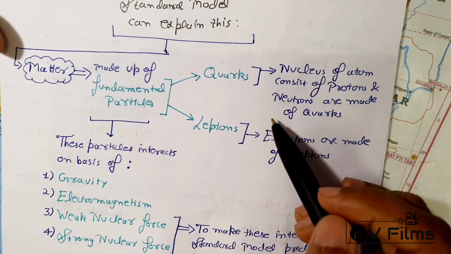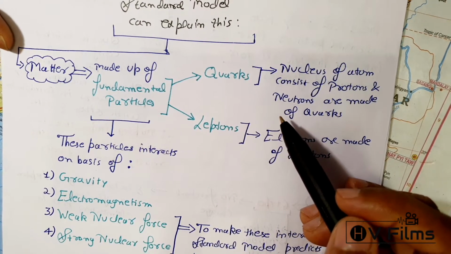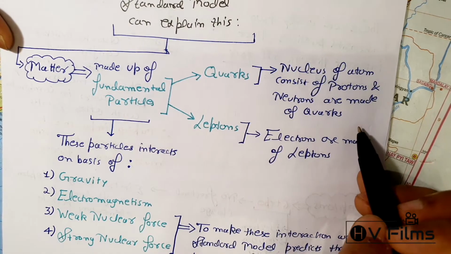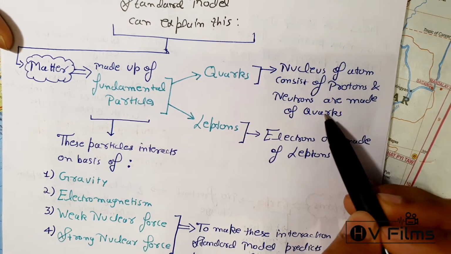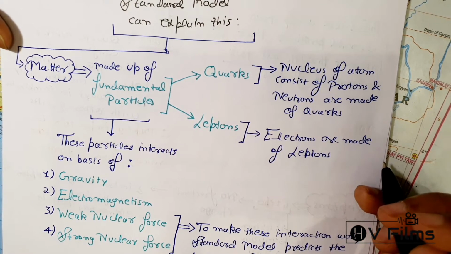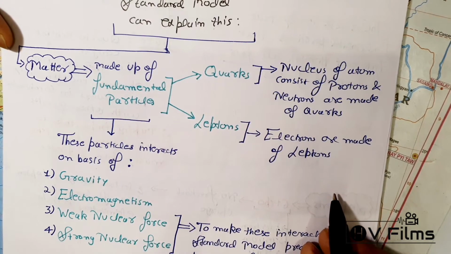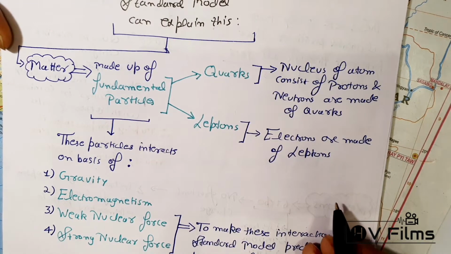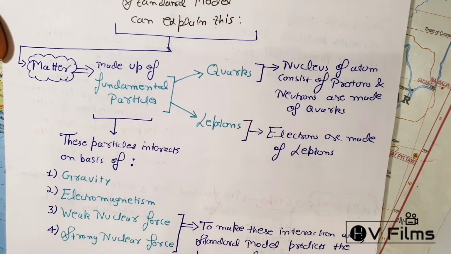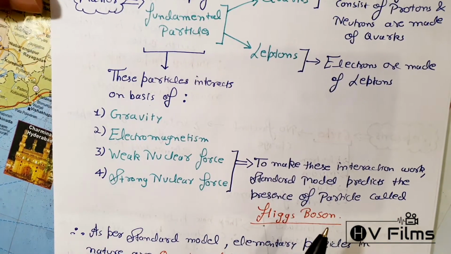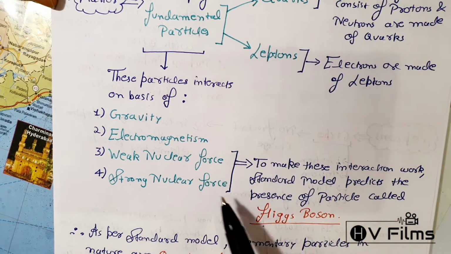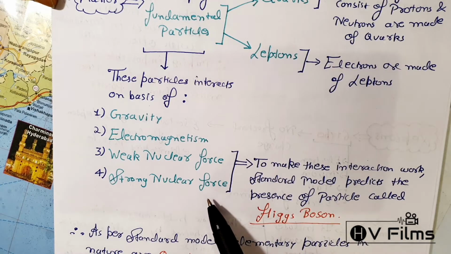A very good example for the quarks is that the nucleus of an atom consists of protons as well as neutrons. Now these protons and neutrons are actually made up of quarks, whereas the electrons in the outer circle are made up of leptons. So these are the two fundamental particles, and the interaction between these particles is governed by the four main interactions: gravity, electromagnetism, weak nuclear force, and strong nuclear force.